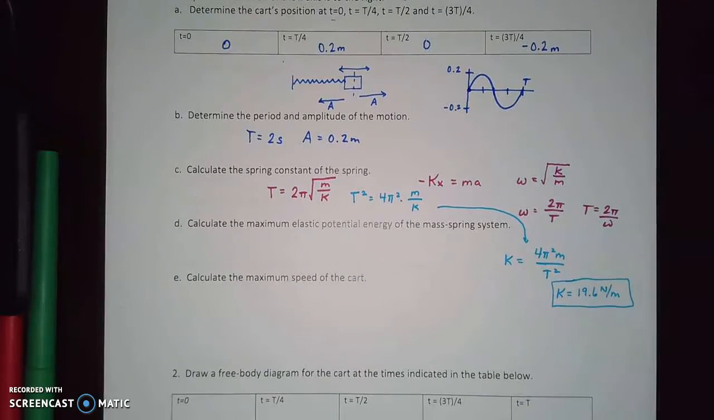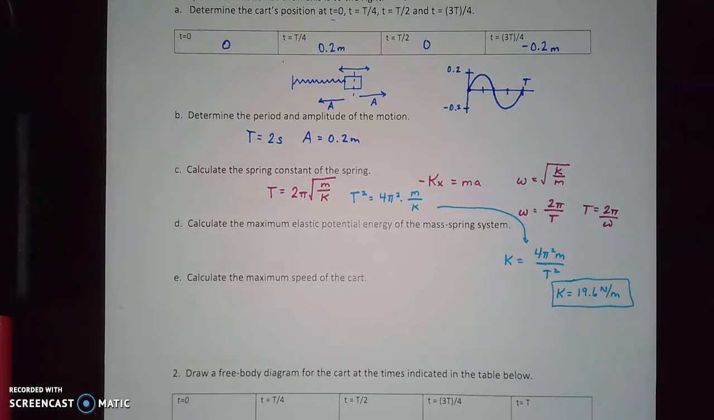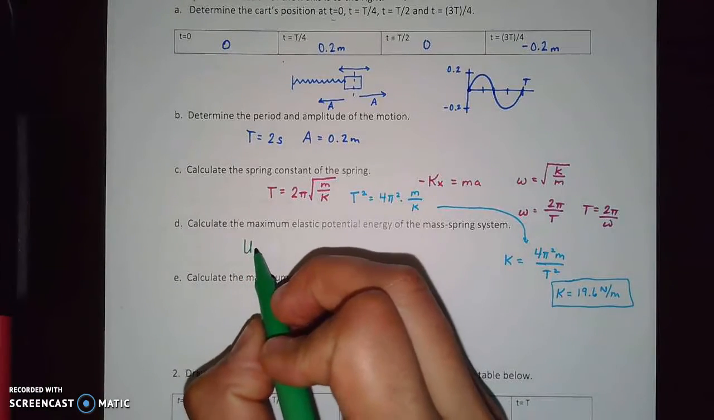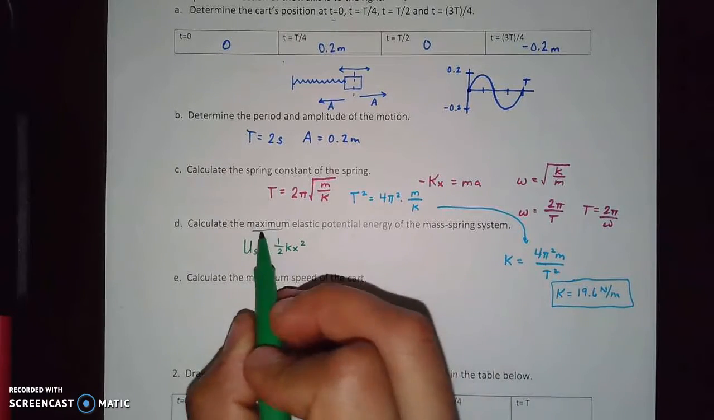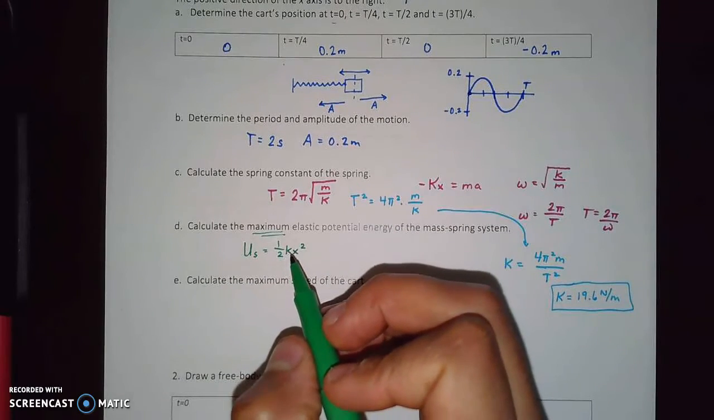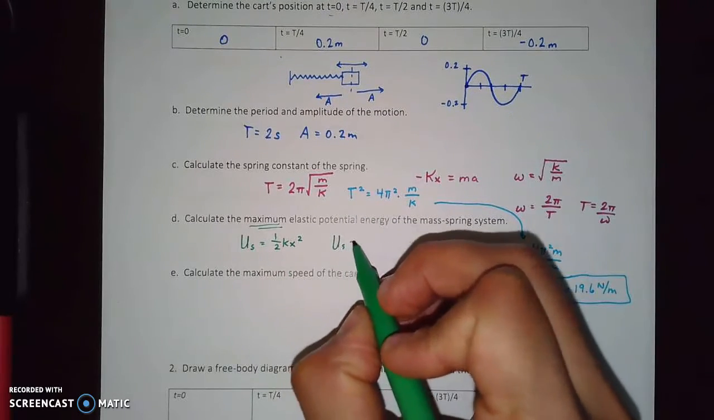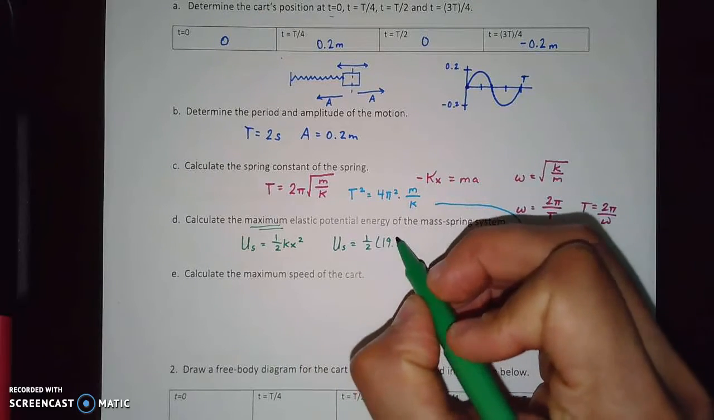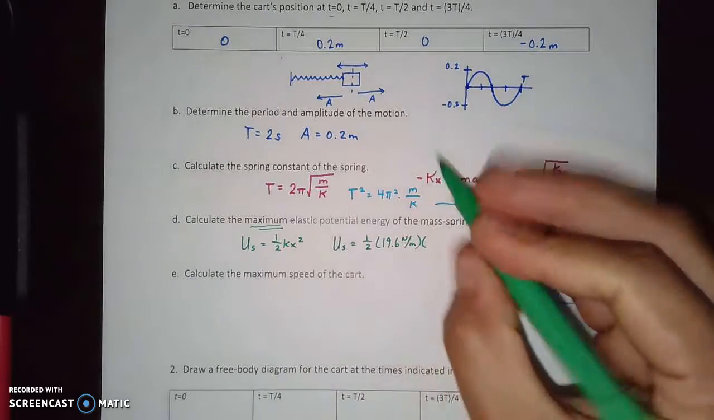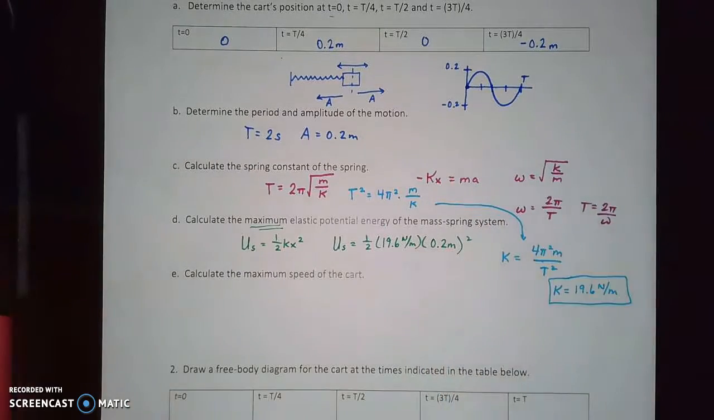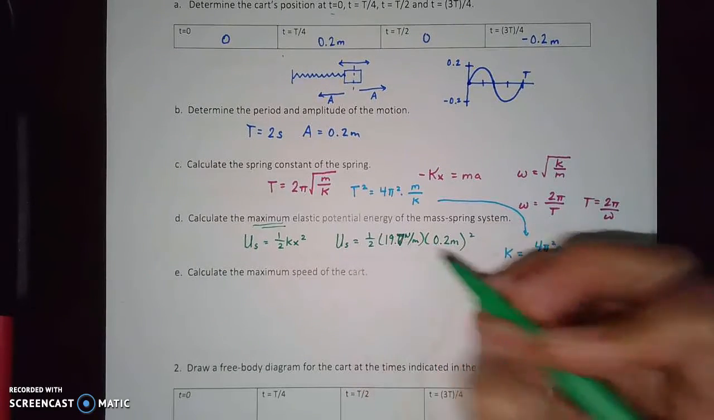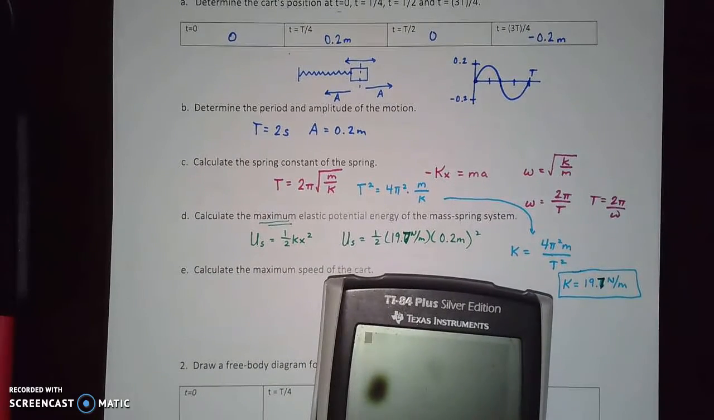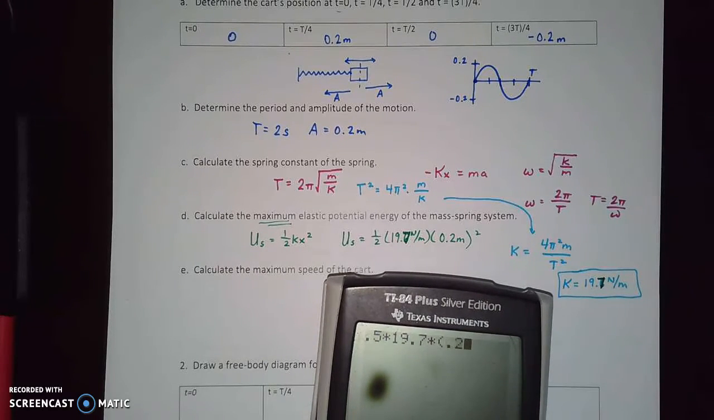Okay. Next question. Calculate the maximum spring potential or elastic potential energy of the mass spring system. Well, this, remember, is going to be 1/2 kx squared, where my maximum is going to occur at my amplitude. So 1/2 times 19.6 newtons per meter times 0.2 meters squared. Oops, this is more like 19.7, I see now. So then let's do 1/2 times 19.7 times 0.2 squared.